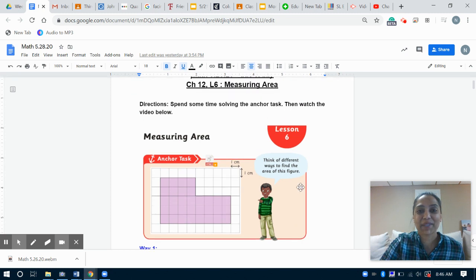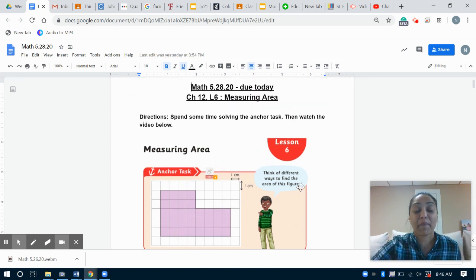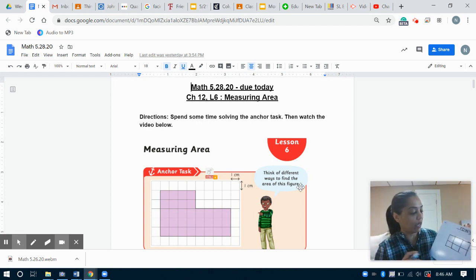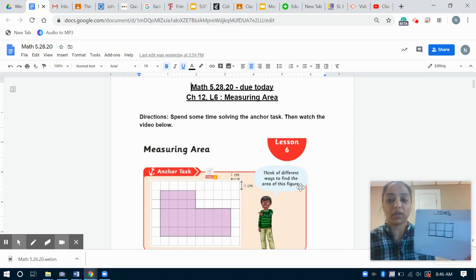Hi friends, today's math lesson has to do with calculating and measuring area again. Before we look at today's lesson, I'd like you to look at this whiteboard because I'm going to show you a quick review of how to calculate area and how to write a multiplication using area, because we have been doing that.